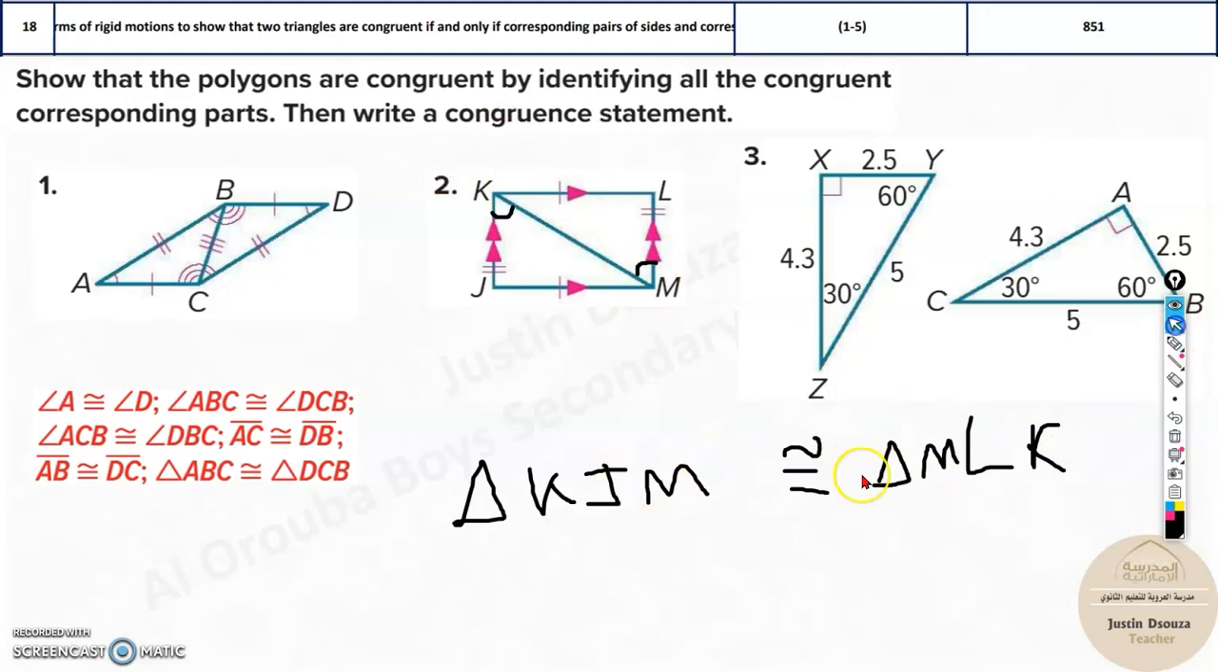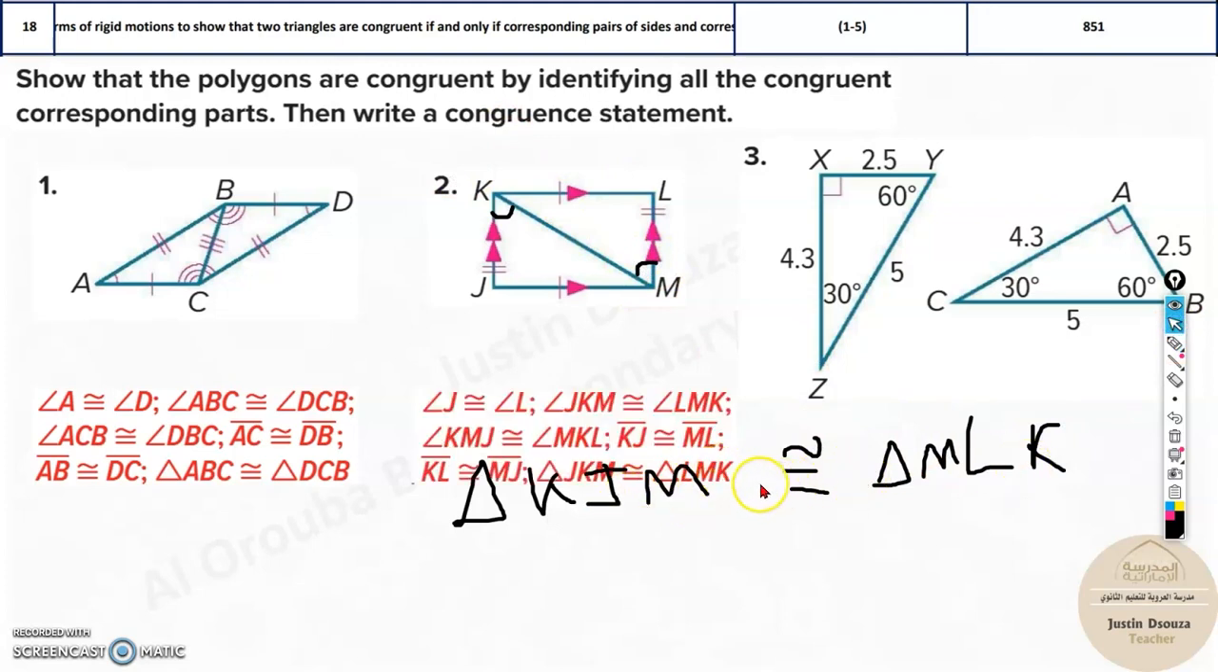So MLK. But now over here, it is LMK. Why? It's not wrong. What we did is not wrong. It's just that they've written JKM first. Now they write it in the alphabetical order. So JKM. And over here, the other one is corresponding to that.